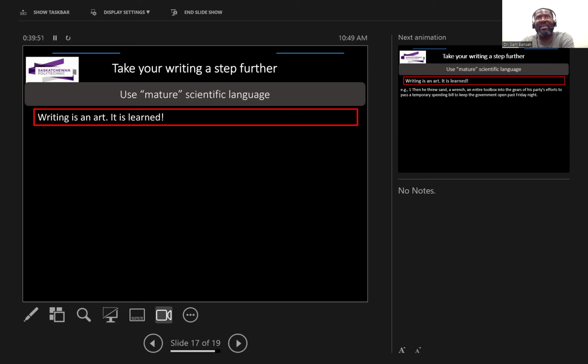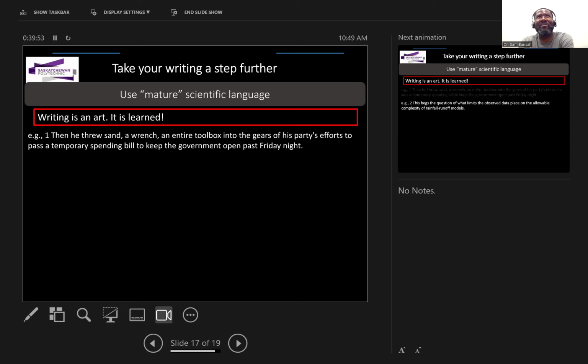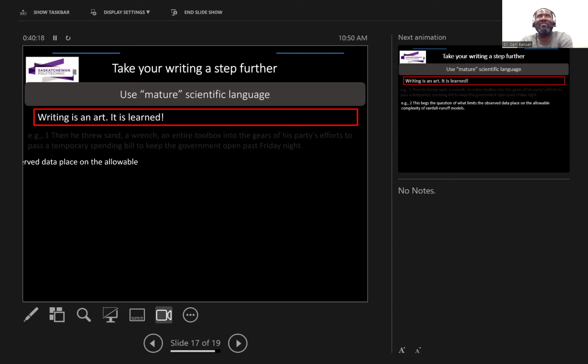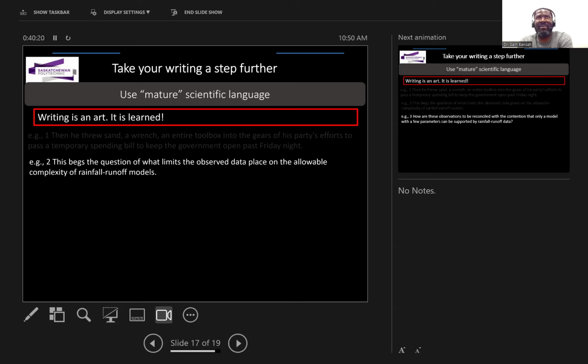Let's look at a couple of examples and I'll read them. Then he threw sand, a wrench, an entire toolbox into the gears of his party's efforts to pass a temporary spending bill to keep the government open past Friday night. Nicely written. You can see the words. These are things that don't come to our minds when we write every day, right? Let's look at the next example.